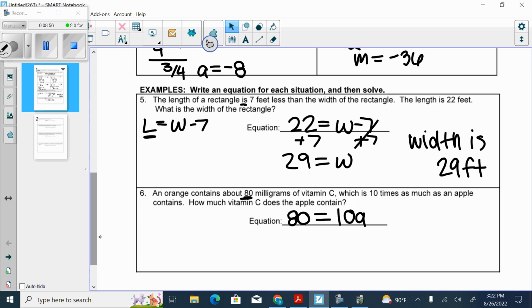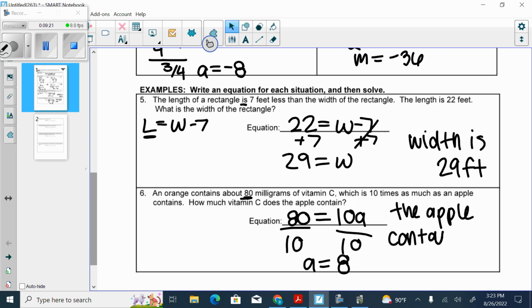Now they want to know how much the apple contains. So now we got to solve for A. So what would we do here? So A is, very good. So the apple contains 8, what is it, milligrams? Yep. All right.